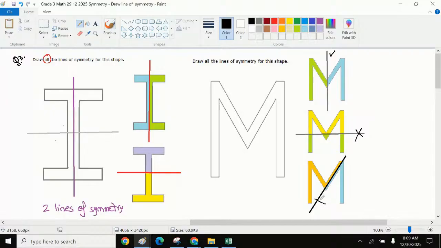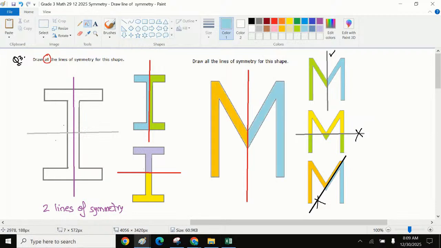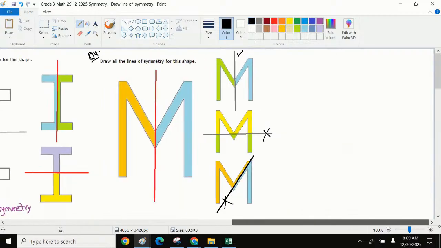So how many lines of symmetry can we find over here? We can find only a single line of symmetry. That single line of symmetry is the vertical line passing through the center of the shape, where the shape on the left side would always be the same as the shape on the right side. Okay? That's how we find the line of symmetry. This was question number 4. Let's look at another question.